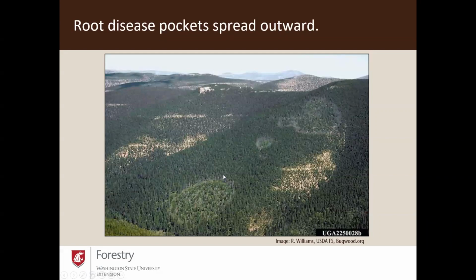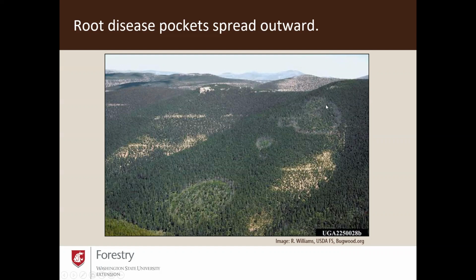You can see these outward spreading root disease pockets from the air. And you see these circles on the landscape. This one down here in the lower left looks like a very young patch: shrubby, brushy, different types of trees. It looks like lighter green, might be some hardwoods in there, compared to the standing coniferous forest around it.